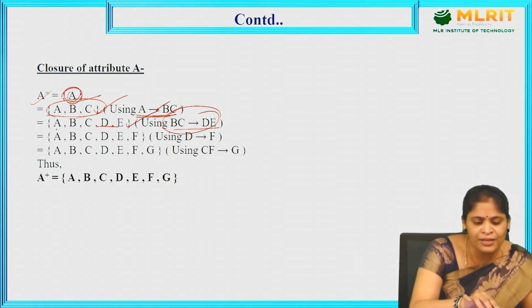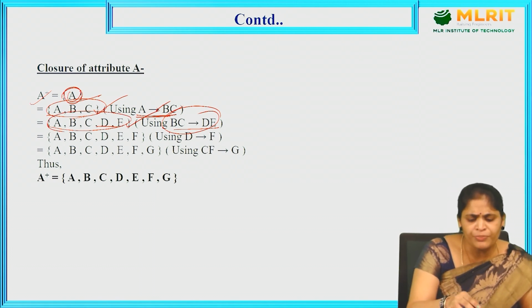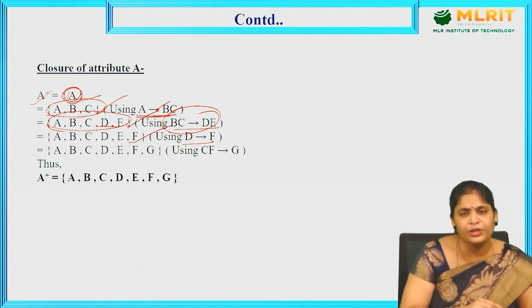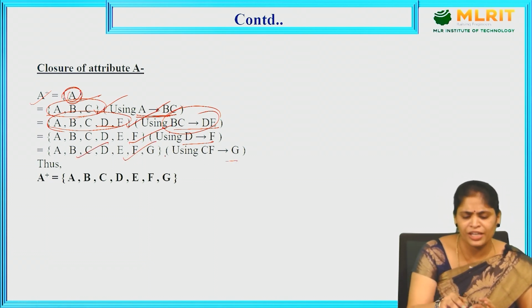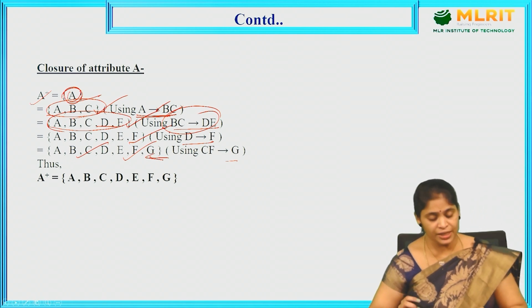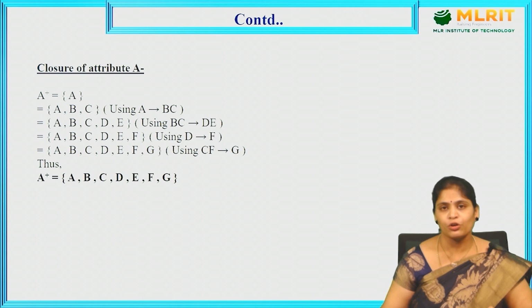Right. Again, we check this set of attributes. So from this D derives F. So we have included F. And next, CF derives G. So here C is there, F is there. So CF can derive G. So we can include these things. In this way we can find out the closure of A.